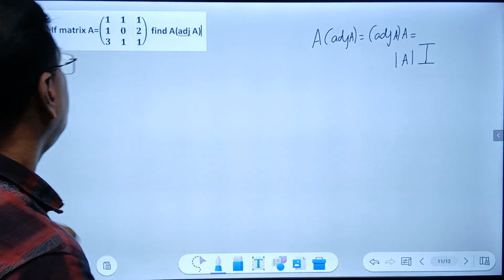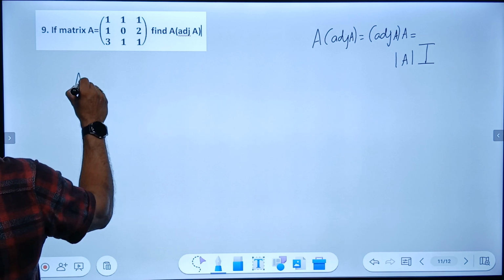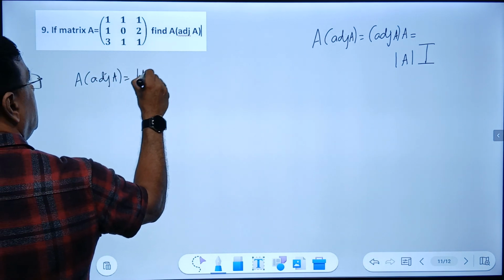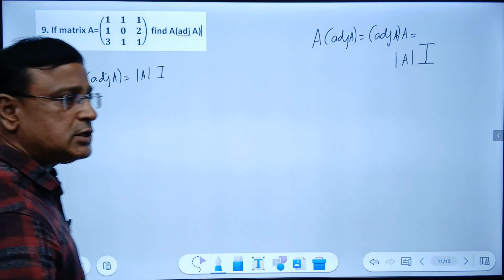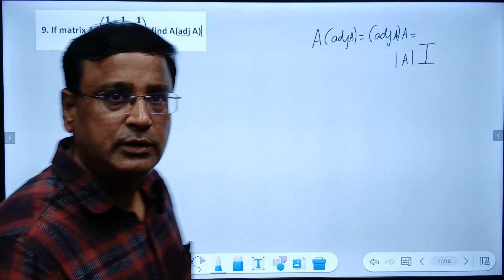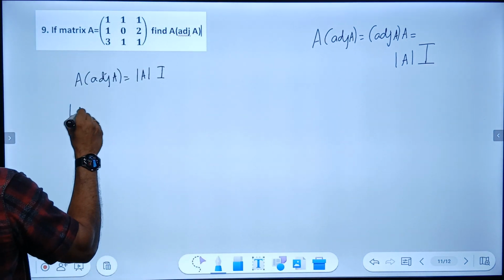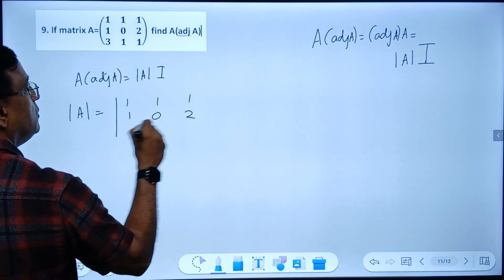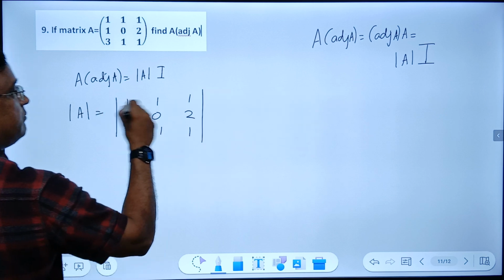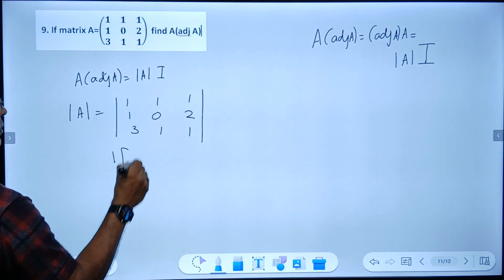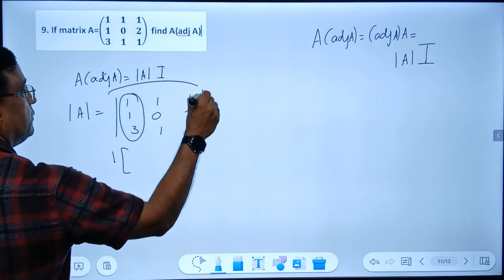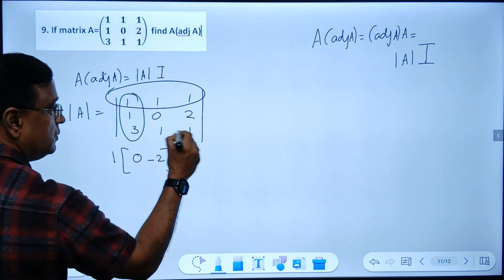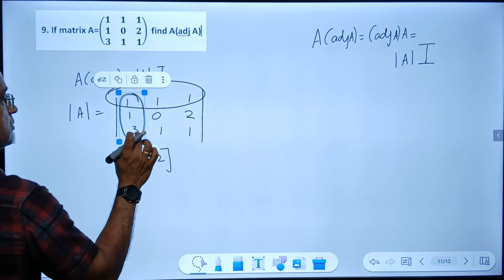So what you do here is, A into adjoint of A is nothing but determinant A into I. So what is my task now? I just have to find determinant of A, isn't it? So how do I find determinant of A? It's 1, 1, 1, 1, 0, 2, 3, 1, 1. Expand with respect to row 1. 1 into, leave this row, leave this column. Follow? 0 minus 2. Now go to the next one.